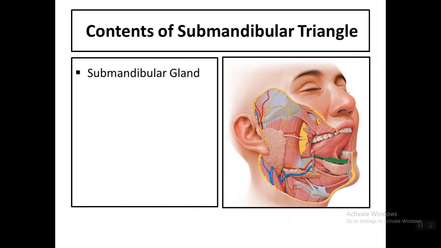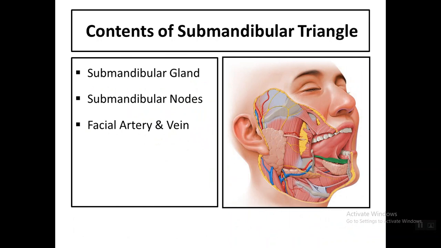What are the contents of the submandibular triangle? It contains the submandibular gland, submandibular lymph nodes, the facial artery, which lies deep in this triangle, the facial vein, the hypoglossal nerve, and the nerve to the mylohyoid muscle.